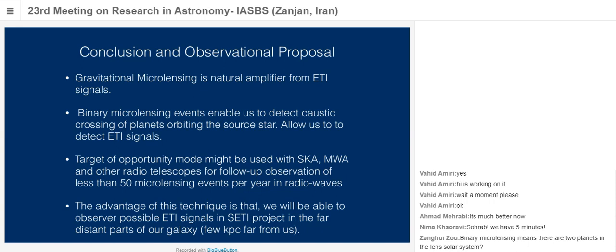Binary microlensing means that we have a binary star.